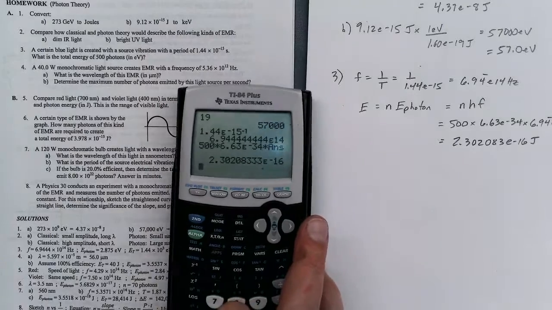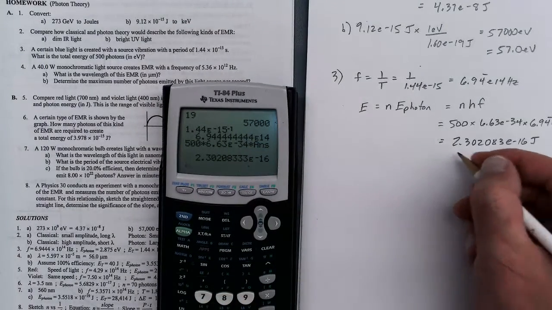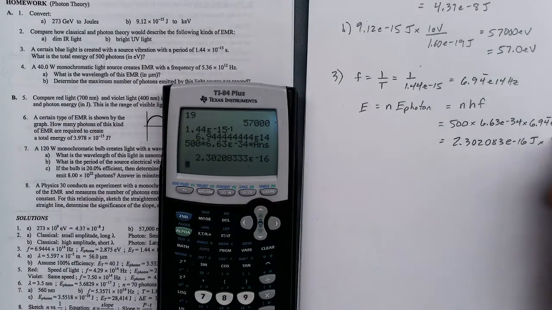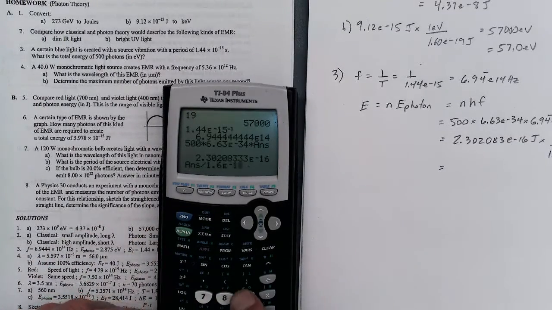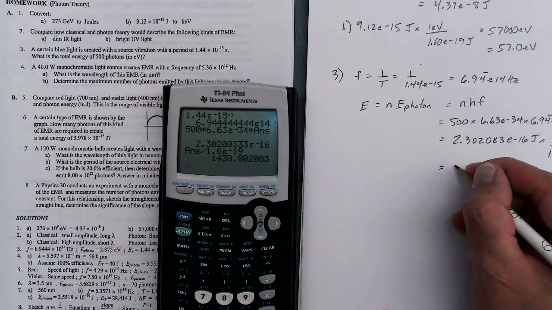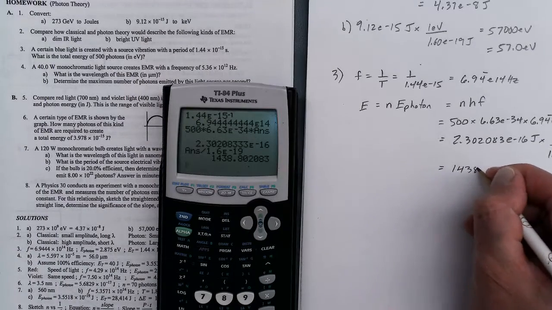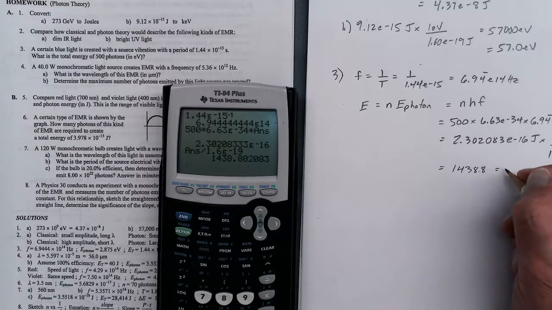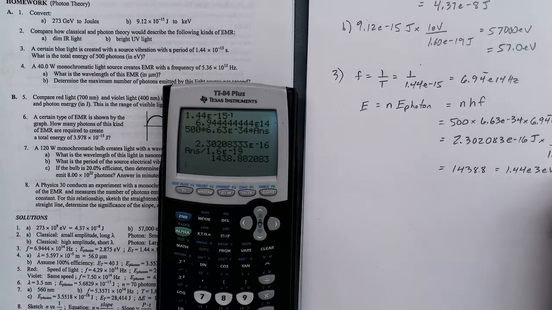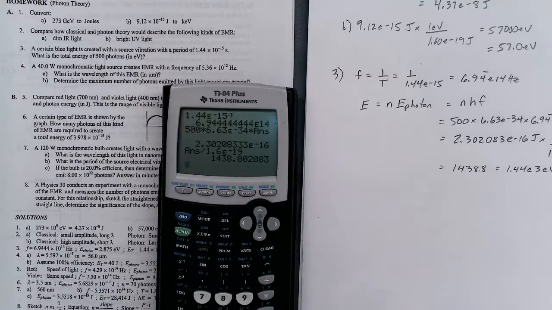Now, if I want this one in electron volts, then what I need to do is convert that, right? So I've got, of course, 1 electron volt for every 1.6 e negative 19 joules. So I'll divide it by 1.6 exponent negative 19, and I get 1438.8, or to 3 significant digits, 1.44 E3 eV, or 1.44 kiloelectron volts. Okay.